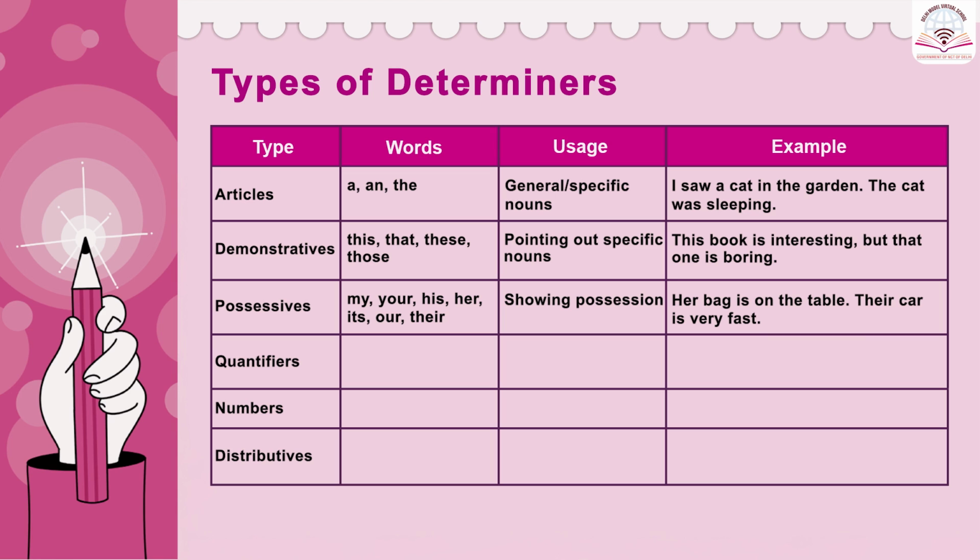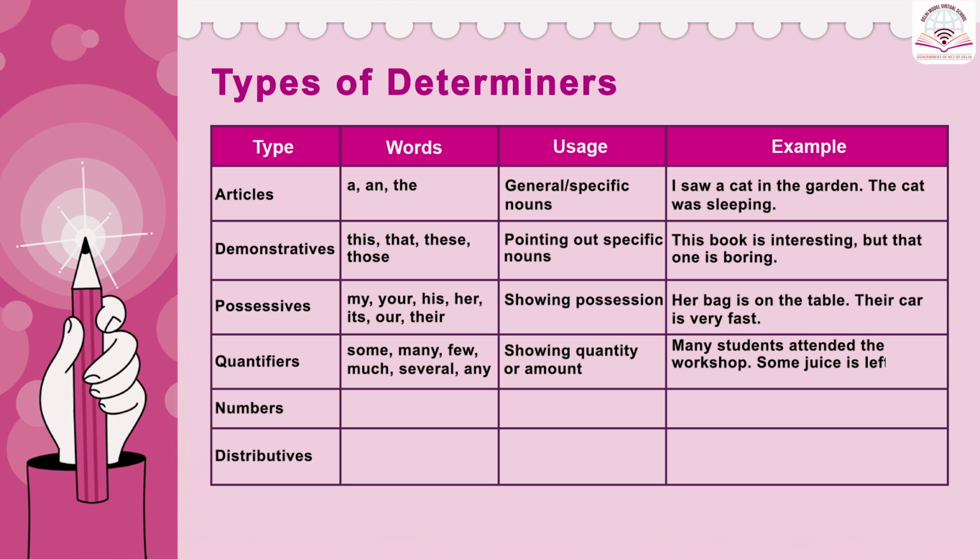Now, let's talk about quantifiers. We use some, many, few, much, several, any. They tell us about the quantity or amount. For example, many students attended the workshop. Some juice is left in the bottle. Talking about numbers, they will be 1, 2, 3, etc. They are the exact numbers. For example, I have 2 dogs and 3 cats.